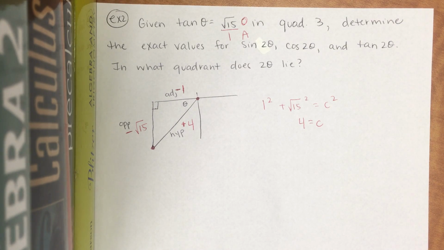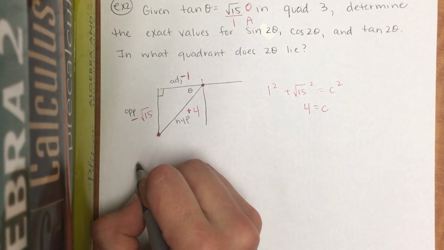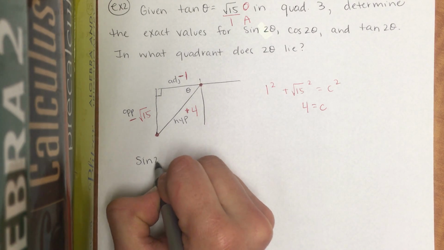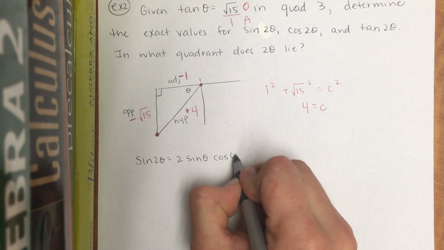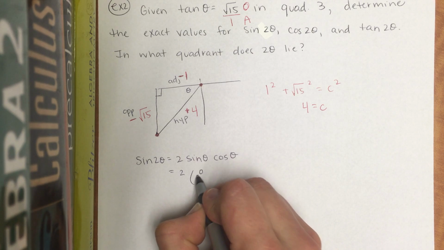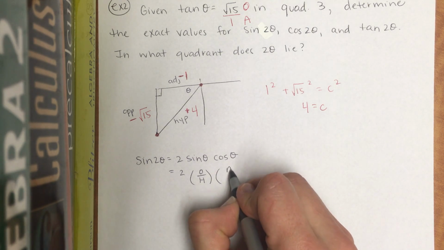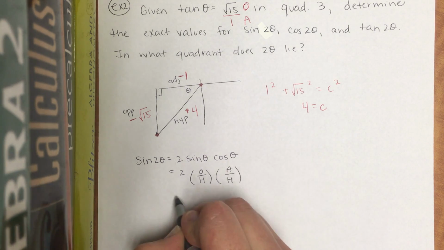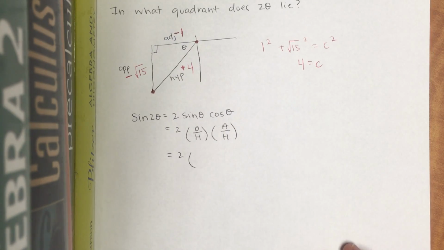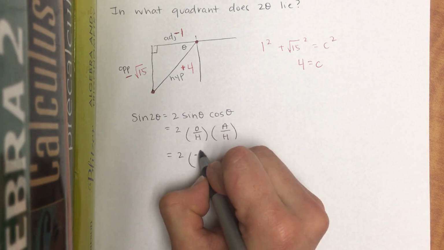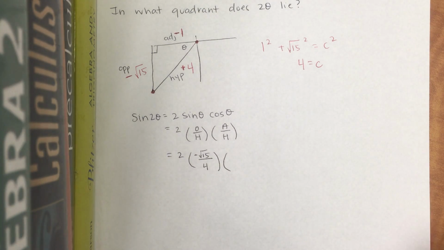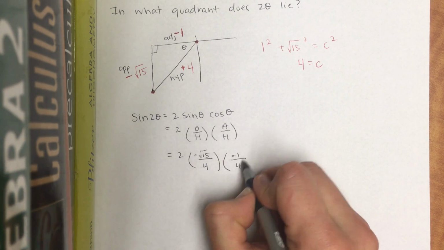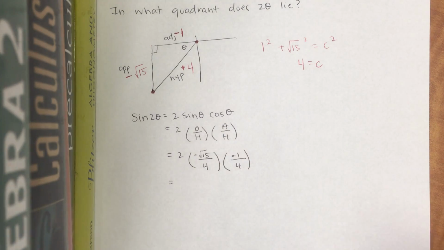All right, now we're ready to figure out what sine 2 theta, cosine 2 theta, and tan 2 theta are. Sine 2 theta, the identity or formula here is 2 times sine theta times cosine theta. So we're going to replace sine theta and cosine theta with their SO and CA fractions. So the opposite side is negative square root 15. The hypotenuse is 4. CA, the adjacent side is negative 1. The hypotenuse is 4.